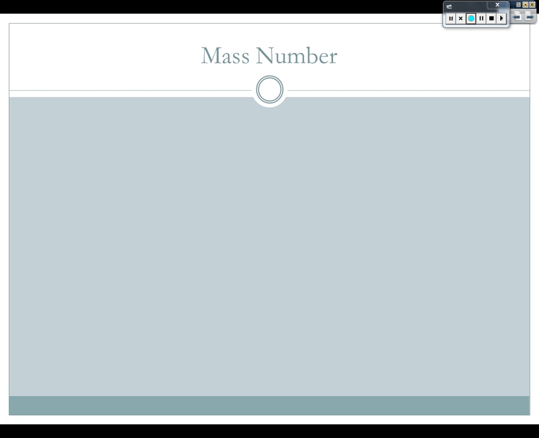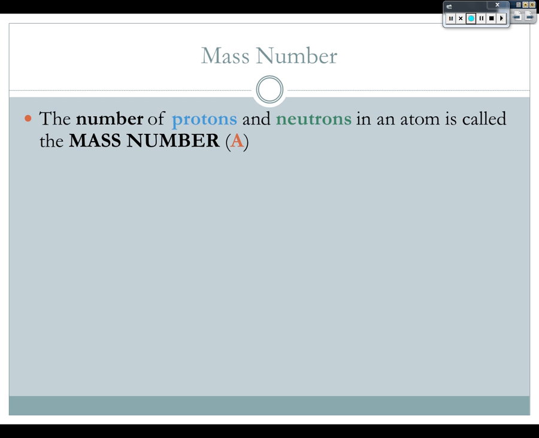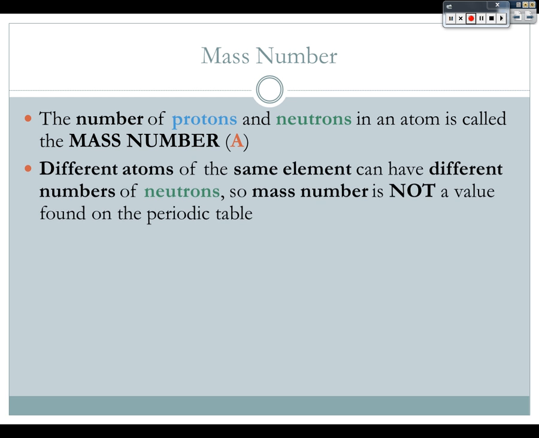Well, what about something called mass number? So we've had atomic mass, atomic number, now we've got mass number. Mass number is the number of protons and the number of neutrons, and it's given the symbol of A. Different atoms of the same element, like we said, can have different numbers of neutrons. So we've talked about that. That's the whole idea of isotopes.